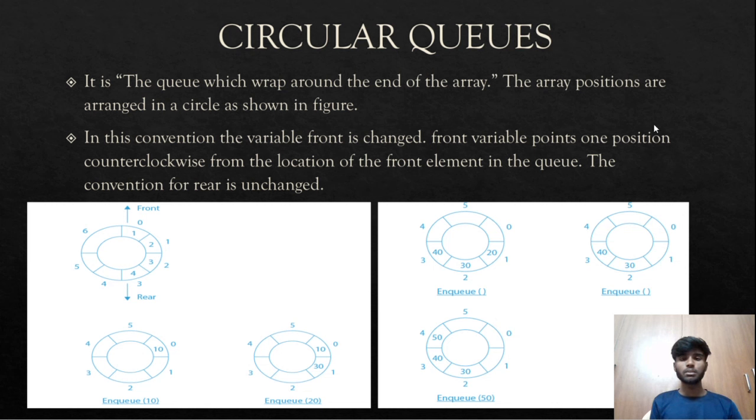Next, we are discussing circular queues, where the queue wraps around the end of the array. The array positions are arranged in a circle as shown in the figure. In this convention, the variable front is changed. The front variable points one position counterclockwise from the location of the front element in the queue. The convention of the rear is changed.